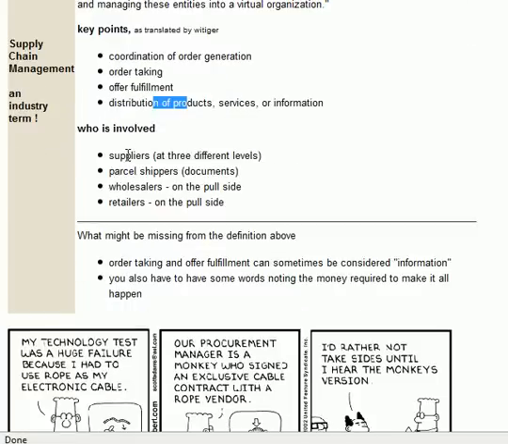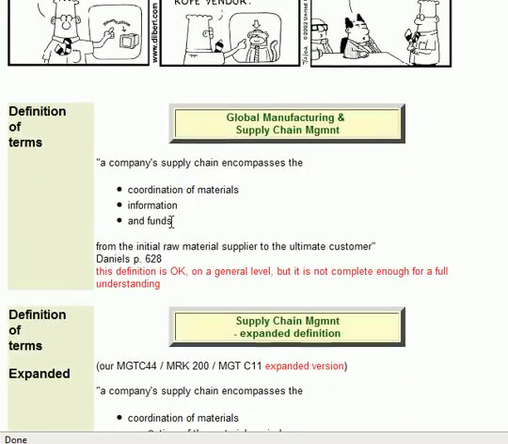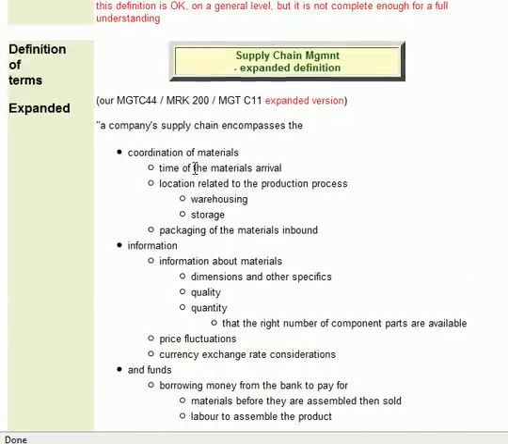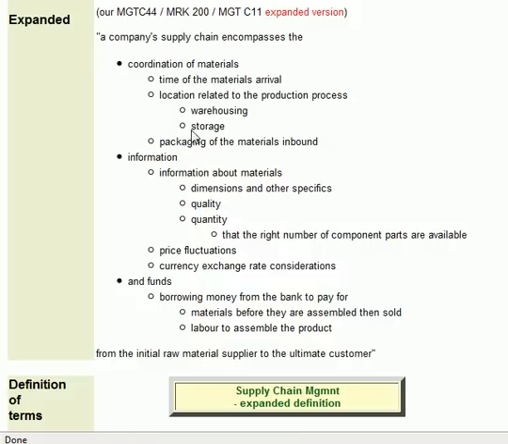You've got the suppliers, which I'll discuss in a few minutes, on 3 different levels. You've also got the people shipping, the wholesalers, and the retailers. So a global manufacturing supply chain management circumstance would look like this. You'd have the coordination of the materials, you'd have information and the money to go along with it. So let's break it out into a more expanded explanation.